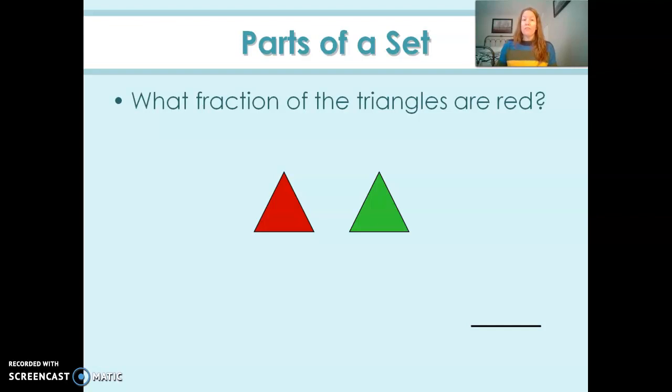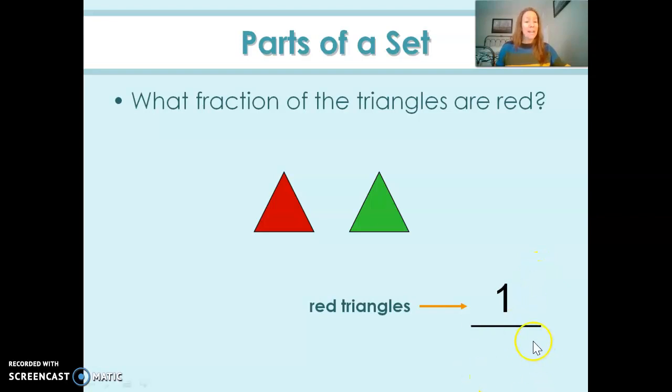What fraction of the triangles are red? Well, there are 2 triangles, but there's only 1 red. So where do you think the number 1 would go? Do you think the number 1 would be in the numerator spot or in the denominator spot? If you guessed numerator, you are right. So the numerator is how many of that object you are talking about. So what we're talking about here is the red triangles.